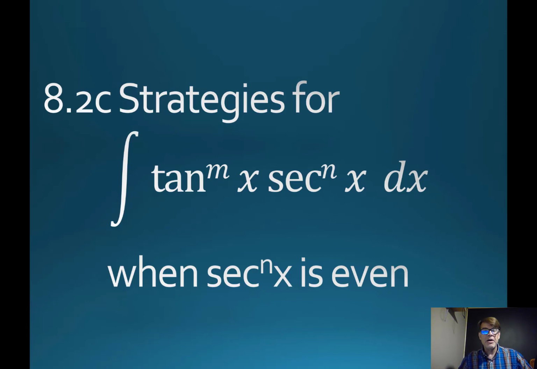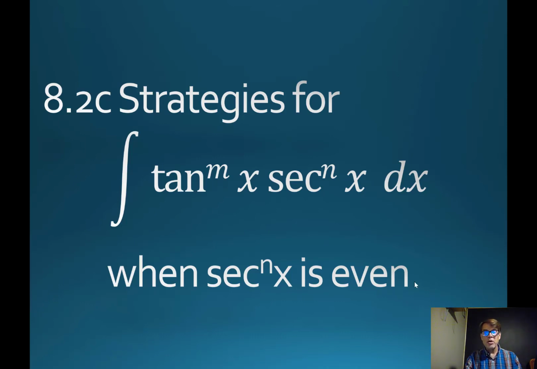This video is about strategies for integrating powers of tangent and secant when secant is to an even power. And our basic strategy is going to be to pull a secant squared x out, convert the rest to all tangent, and then substitute u equals tangent. All right? If that didn't immediately click, hold on, we'll get there.